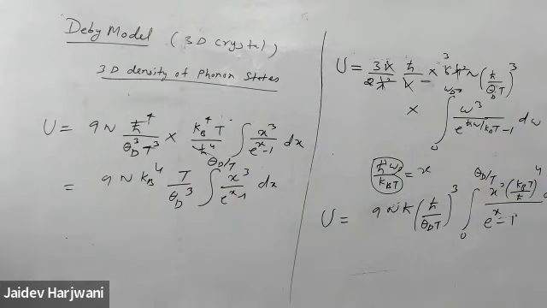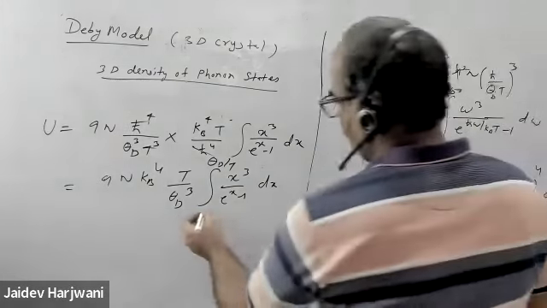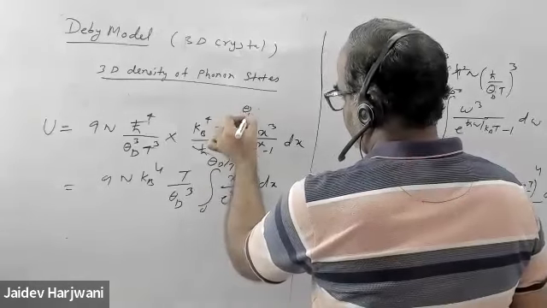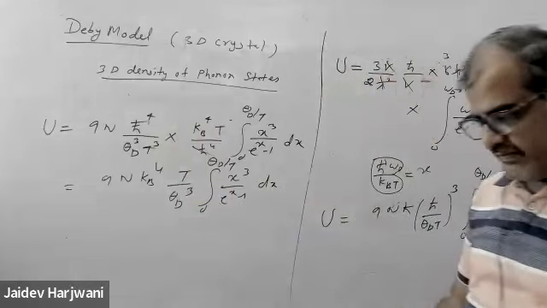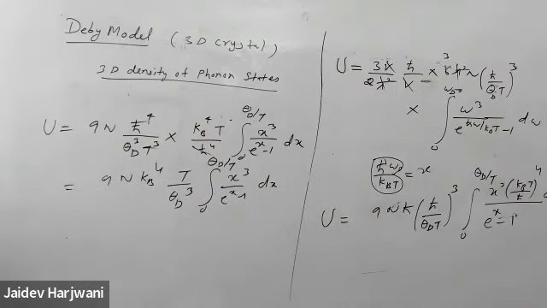Sir, the final expression limits 0 to θ_D by T, na? हाँ, 0 to θ_D by T. Just check it. Only 1 kB should come. I don't know why it's coming kB^4. There should be some cancellation somewhere. Power should be cancelled somewhere. Okay, θ_D.